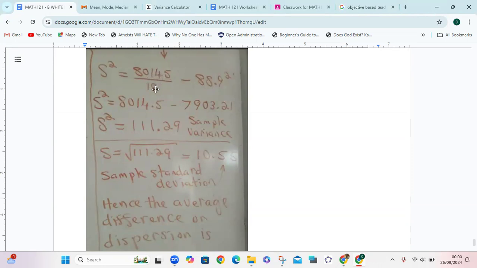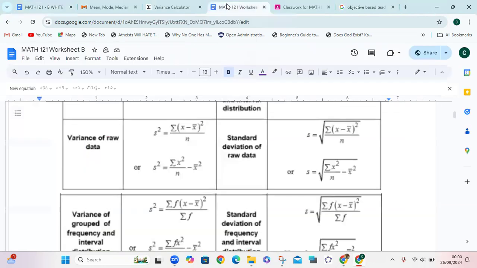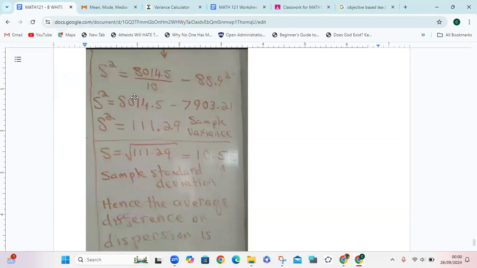80,145. Put this over 10, which is n, and subtract the sample mean squared as indicated by the formula. When the division was done, we get 8,014.5. When 88.9 was squared, we get 7,903.21. Then subtraction took place to get a sample variance of 111.29. And this was square rooted to give us again the sample standard deviation of 10.55, just to verify that the average difference or dispersion between the data values is approximately 11.